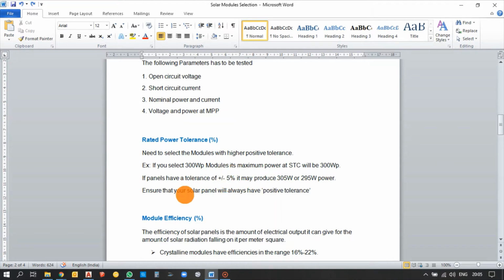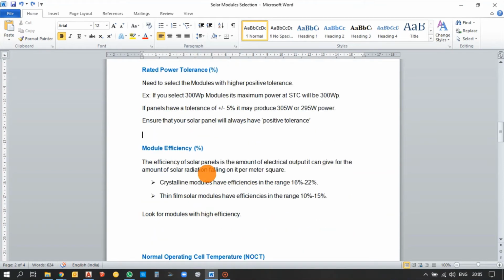So ensure that the solar panel you have selected should always have a positive tolerance in a higher range. It may have minus 3% to plus 5%. So go for modules which have a positive tolerance. And next comes the module efficiency.